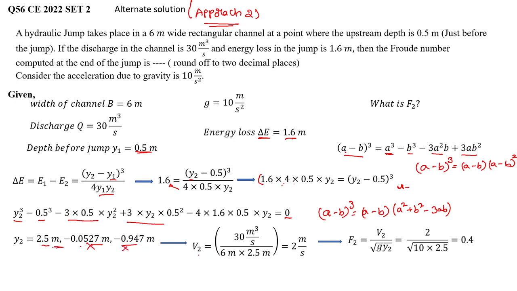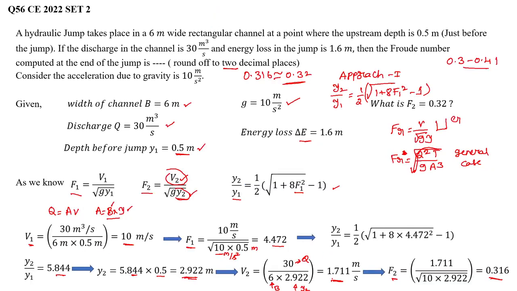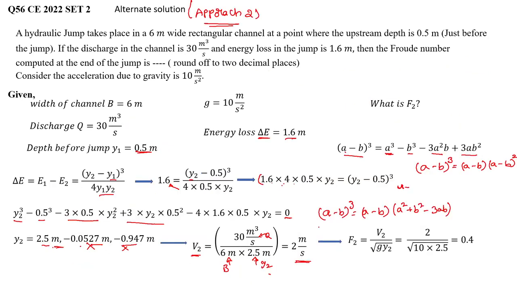Use this information to calculate V2, which is equal to 30 meter cube per second divided by 6 meter into 2.5 meter. 2.5 is the depth after the jump, 6 meter is the width B, and this is Q. As we know, Q equals A into V. We are using that formula only. So V2 equals Q divided by B into Y2, which gives us the value of 2 meter per second. How much did we get before? We got 1.77 meter per second, but with the help of approach 2, we have reached the value of 2 meter per second.